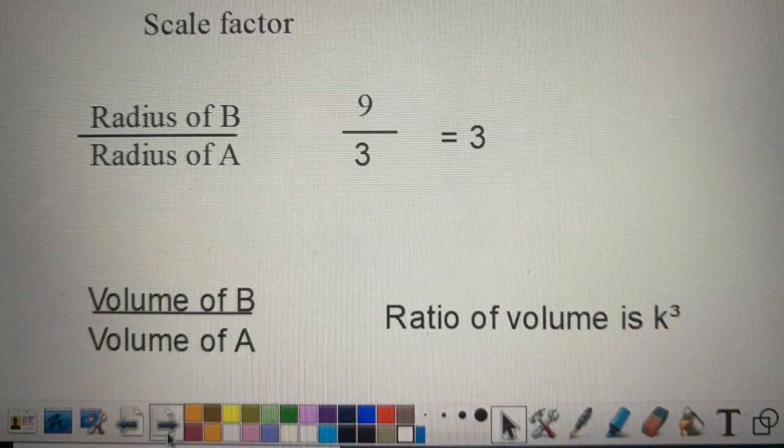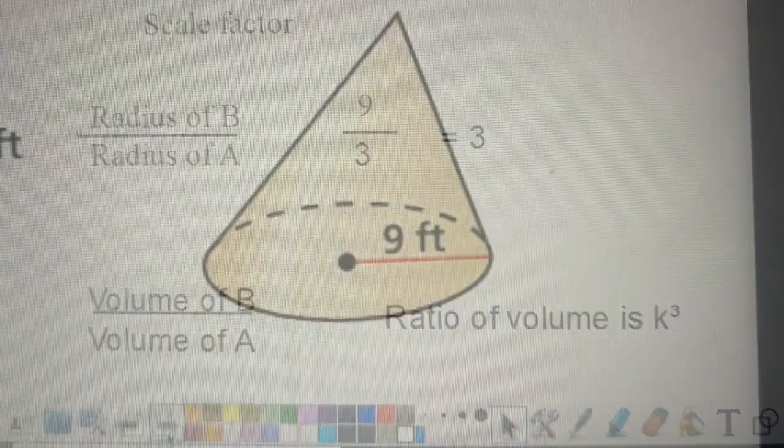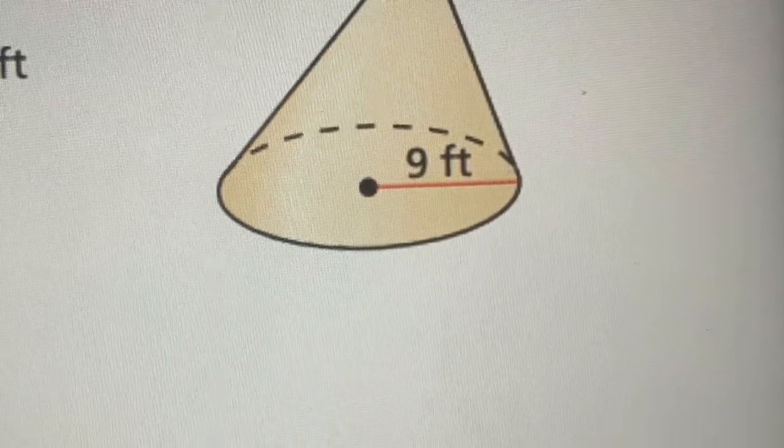So now I'm going to go to the volume of B over the volume of A. I know that that is going to be k cubed. So let's plug in what we know. We don't know the volume of B, but we do know the volume of A is 15 pi. We also know that the scale factor was 3, and because it's volume, we're going to cube it, so it's going to be 3 cubed. When I do the math, I find out the volume of B is about 405 pi.